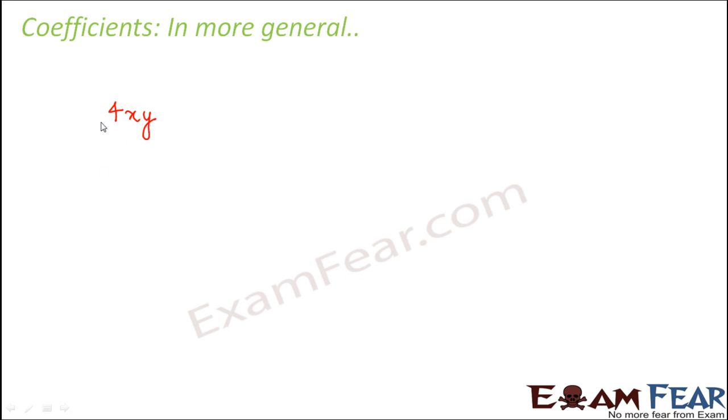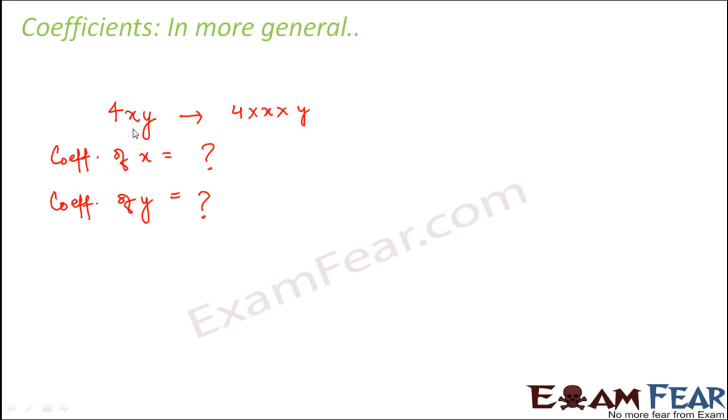When you have a term like 4xy, if I ask you what is the coefficient of x in this term, and similarly what is the coefficient of y, what do you think would be the coefficient of x? 4xy can be written as 4 into x into y. A lot of you might say that the coefficient of x in this case would be 4, because 4 is the only numeric factor.